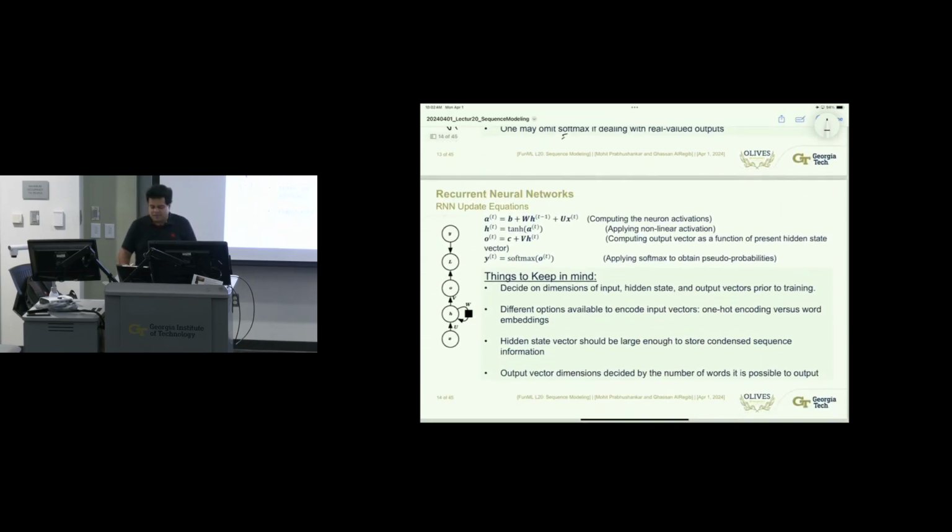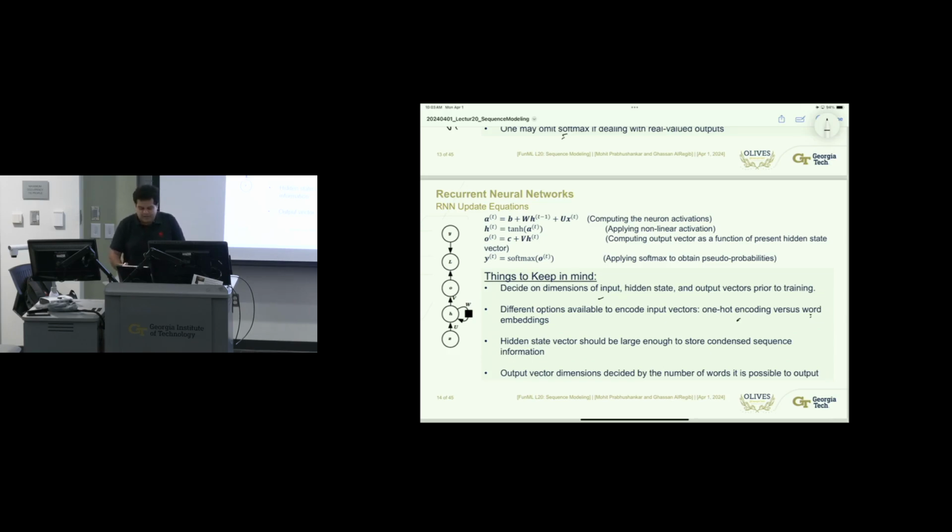So of course, you need to decide on the dimensions of input, hidden state, and output vectors prior to training. And your different options in terms of encoding are one-hot encoding versus word embeddings. Word embeddings is not something that we are going to discuss today, but on Wednesday when we talk about transformers, we'll specifically talk about natural language processing. So we'll discuss what word embeddings and tokens are.